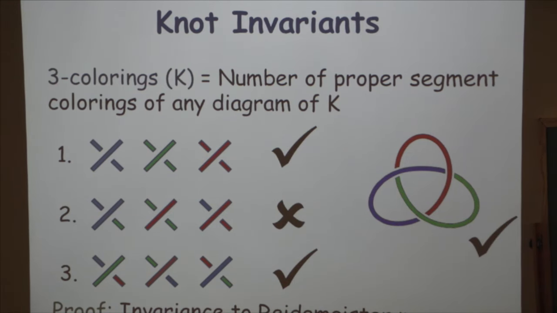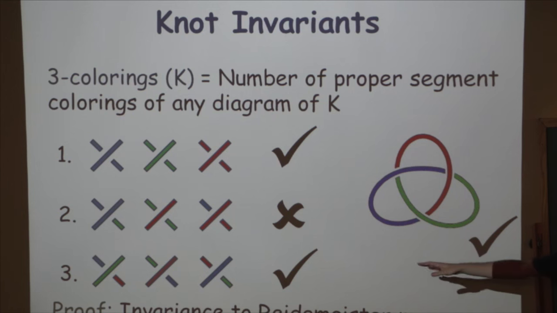Okay, so this is a proper coloring. You can count the number of proper colorings of a knot, and it turns out that this is an invariant. And how do you show it? You take all Reidemeister moves, and you consider all possible colorings of the two sides of the Reidemeister moves, and you count, and you see it's the same number. So if it is preserved by Reidemeister moves, then it is an invariant.